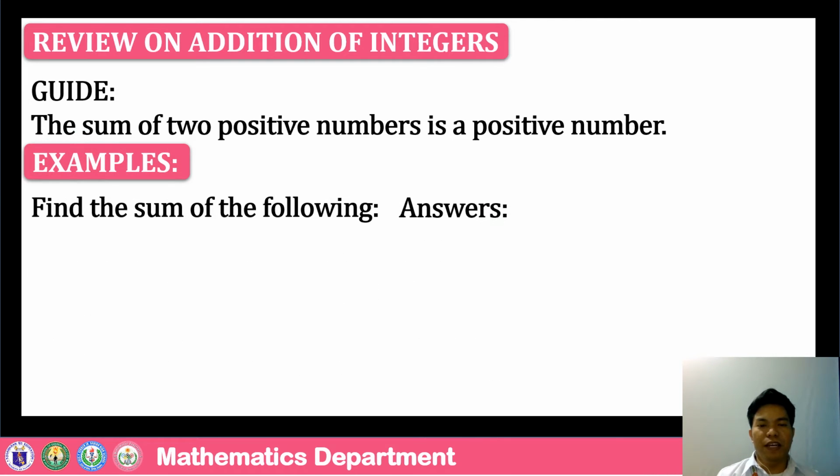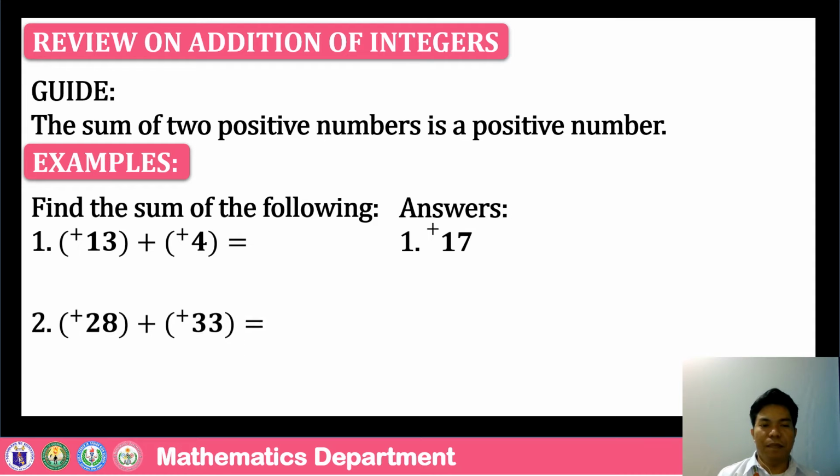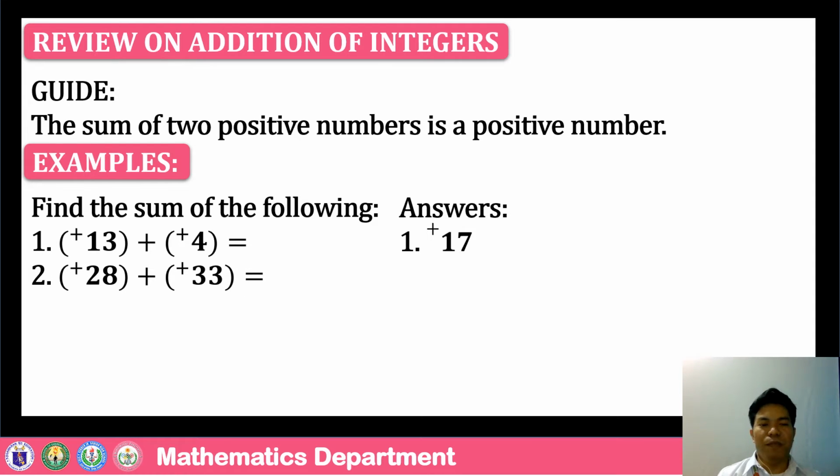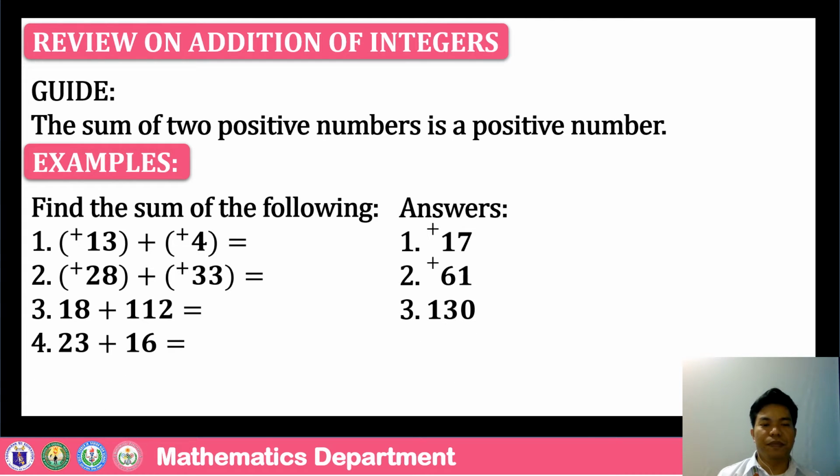Halimbawa, find the sum of the following numbers. 1. Positive 13 plus positive 4 is equal to positive 17. Kung makikita ninyo, ang result natin dito ay positive na number. Para naman sa number 2, we have positive 28 plus positive 33. This will give us positive 61. And for the third one, what is 18 plus 112? If your answer is 130, then your answer is correct.